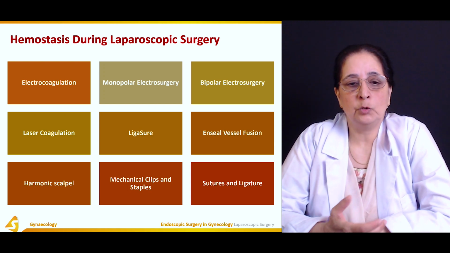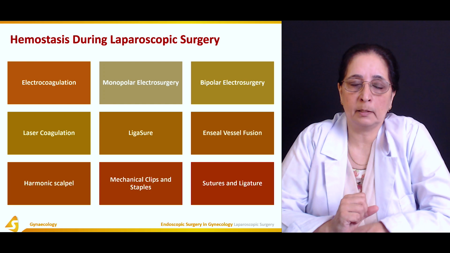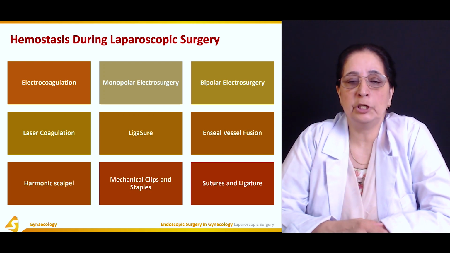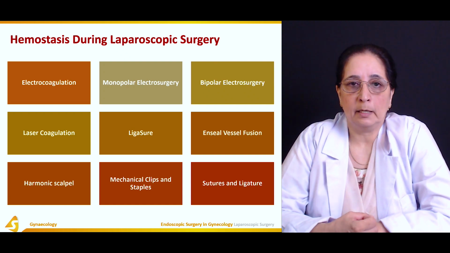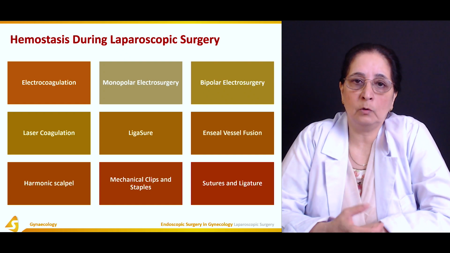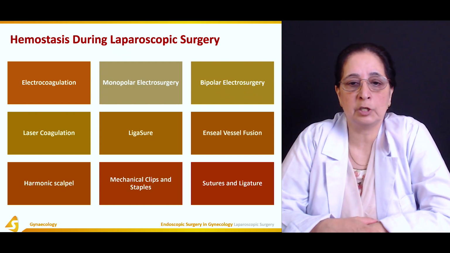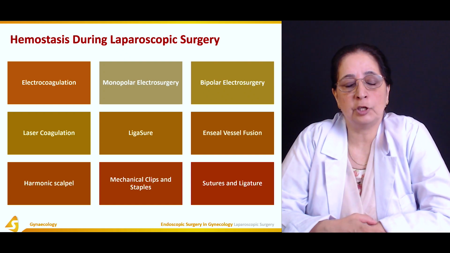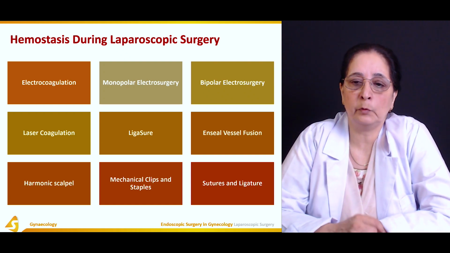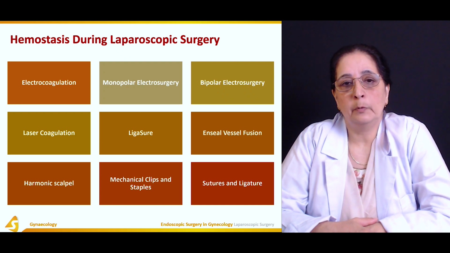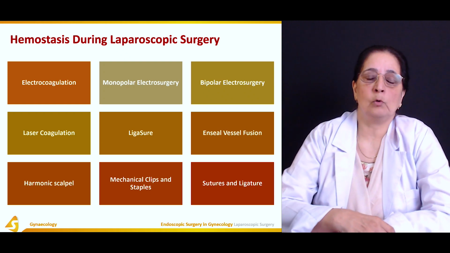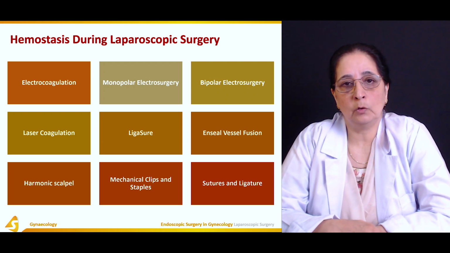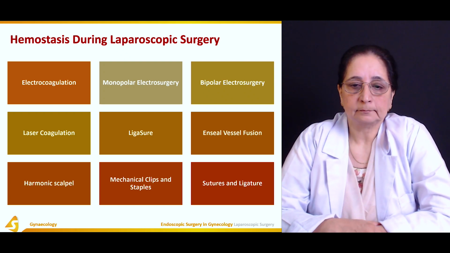Electrocoagulation is the use of electric current to do blood clotting. Coagulation is the blood clot, and once the clot is formed, it stops the bleeding. So electrocoagulation is used to achieve hemostasis. Then electrosurgery, which can be monopolar or bipolar. Both can be used to control the blood loss. Laser coagulation: besides electrocoagulation, laser is also used to control the blood loss.